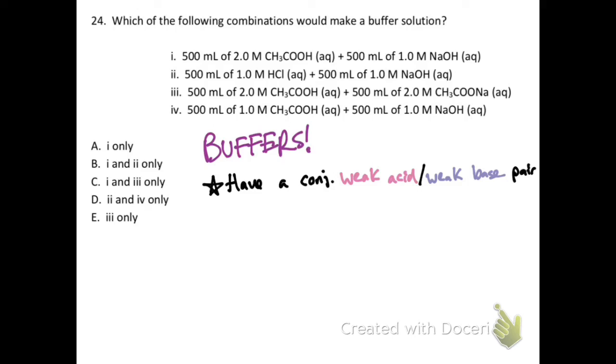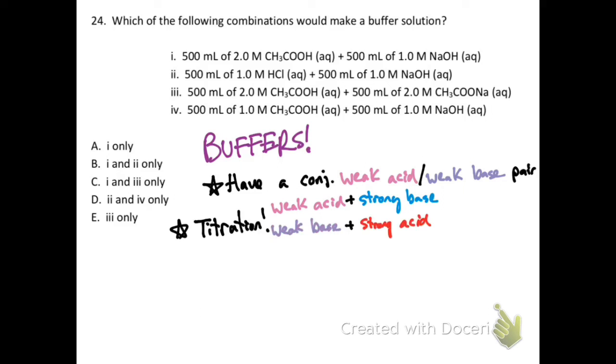The other way is through a titration. And there's two different flavors that can give us a buffer. We can either have a weak acid plus a strong base, or a weak base plus a strong acid with an important caveat. And that caveat is we need to have more moles of the weak stuff. Because if we have more moles of the strong stuff, we overwhelm the weak stuff. It breaks the buffer. So we need to have more moles of either the weak acid or the weak base, depending on what type of titration it is.